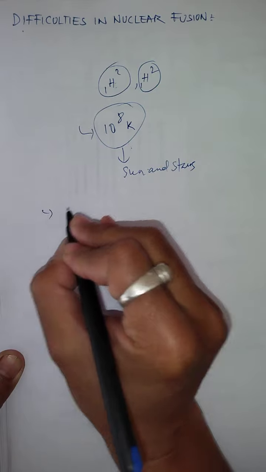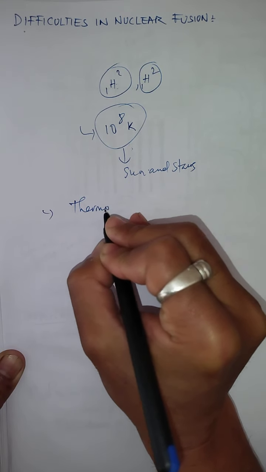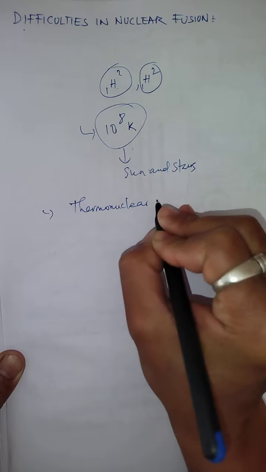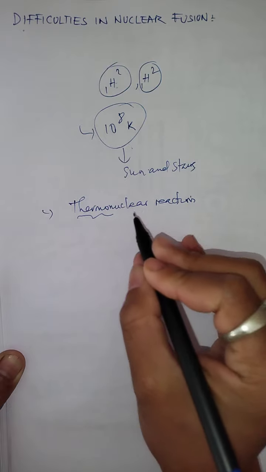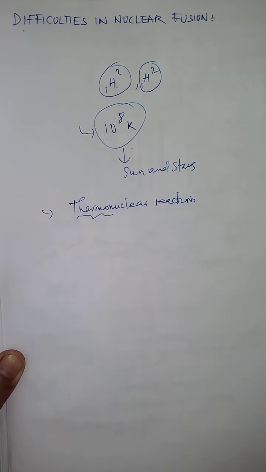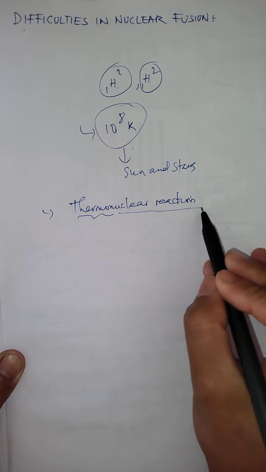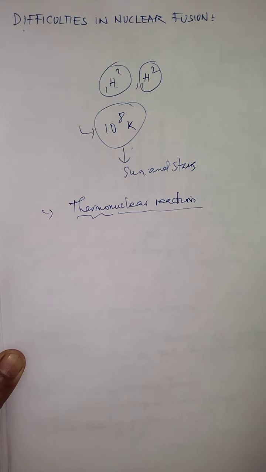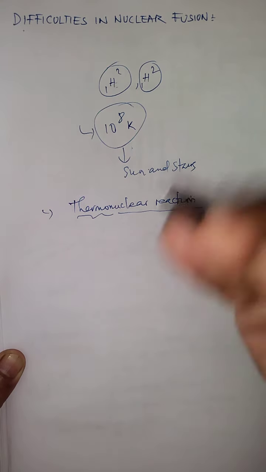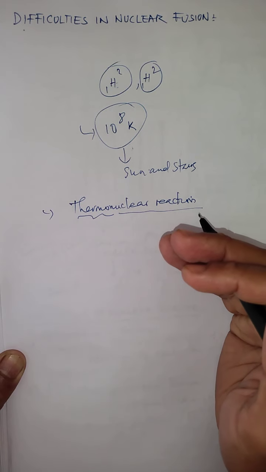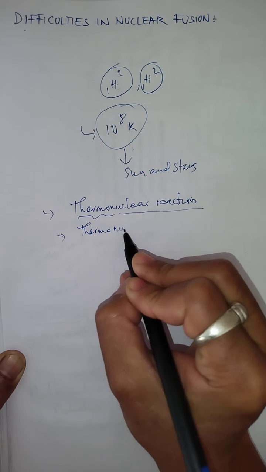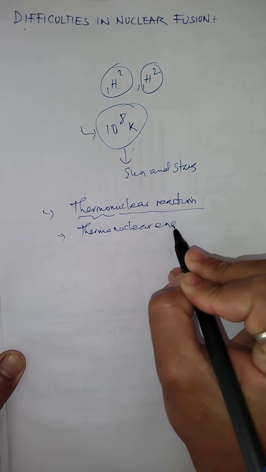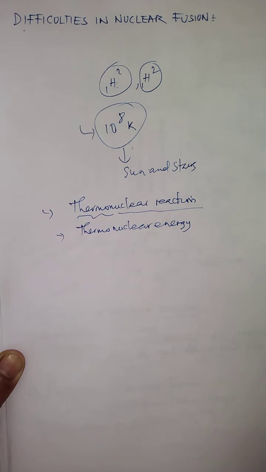So nuclear fusion is also called a thermonuclear what? Reaction. The word thermo means heat. That means it is a nuclear reaction that can occur only at a very high temperature, and that reaction is nuclear fusion. That's why nuclear fusion, which requires very high temperature, is known as a thermonuclear reaction, and the energy released is called thermonuclear energy. We also call this energy radiant energy or solar energy.